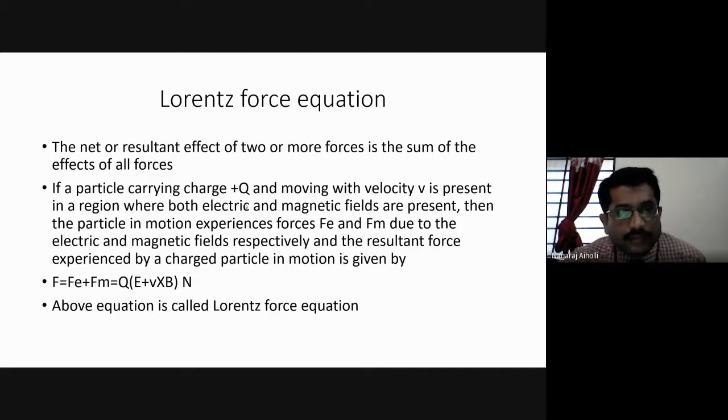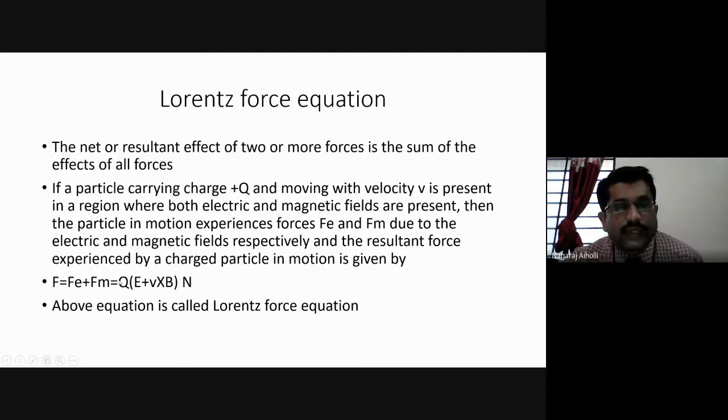If a charge q moving with the velocity v is present in a region where both electric and magnetic fields are present, and the particle in motion experiences forces Fe and Fm due to the electric and magnetic fields respectively, the resultant force experienced by the charged particle in motion is given by the sum of these two forces. It is F is equal to Fe plus Fm.